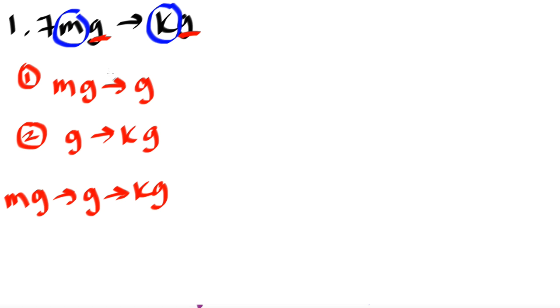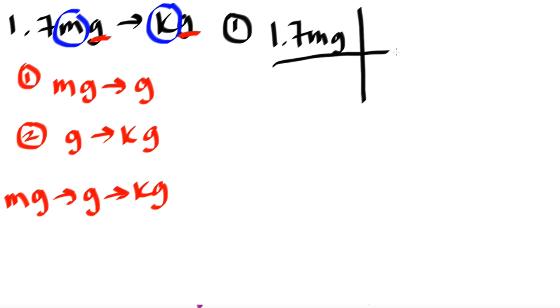But it's the same problem. So 2 steps, and this one's also 2 steps. It's just written out as one. So let's look at the first one. So we're going to say 1.7 milligrams, and you crisscross. Milligrams is going to go on the bottom, grams is on the top.